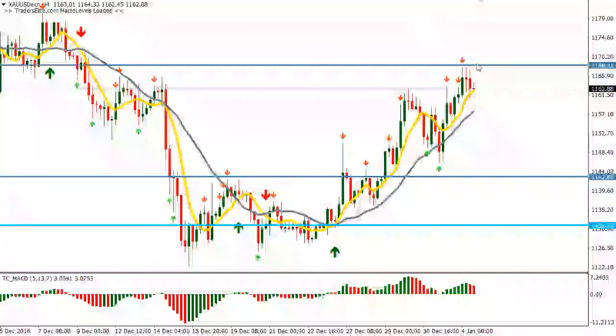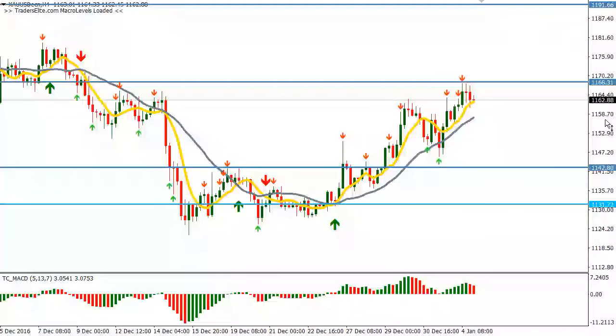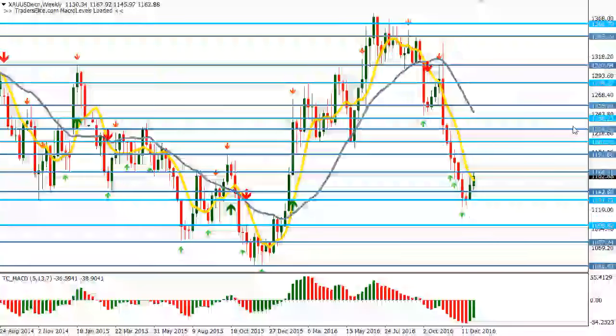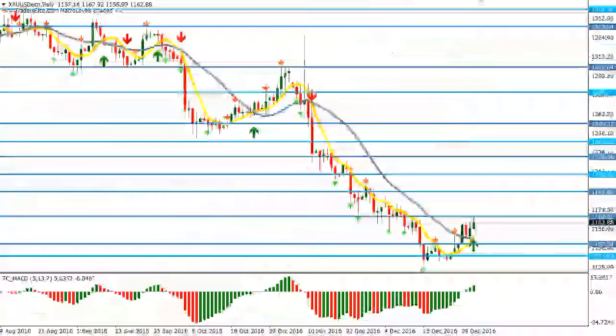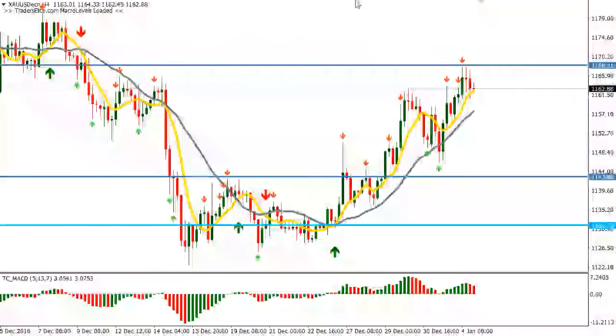So the battleground really is 1168. If it pushes through and closes above, we might see a move upward towards say 1191. If it continues up that way, then we may have to revise. But for now, we're looking at short trades to be in line with the weekly overall trend. So weekly down, daily newly forming up. However, we're still in the midst of this giant downward move.